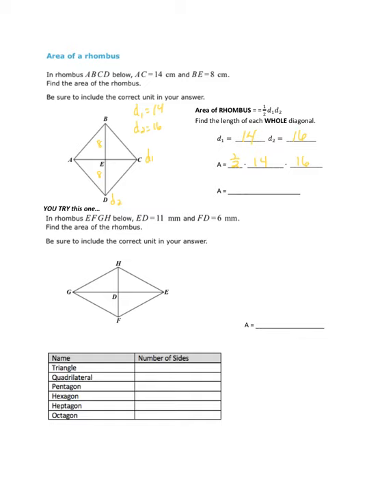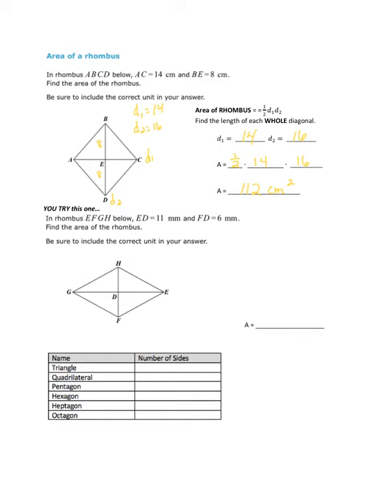So 14 times 16 divided by 2, 112 centimeters squared. So remember, the diagonals of a rhombus are not necessarily congruent, but the diagonals of a rhombus bisect each other. They intersect at a right angle and they bisect each other. Let's do another one.